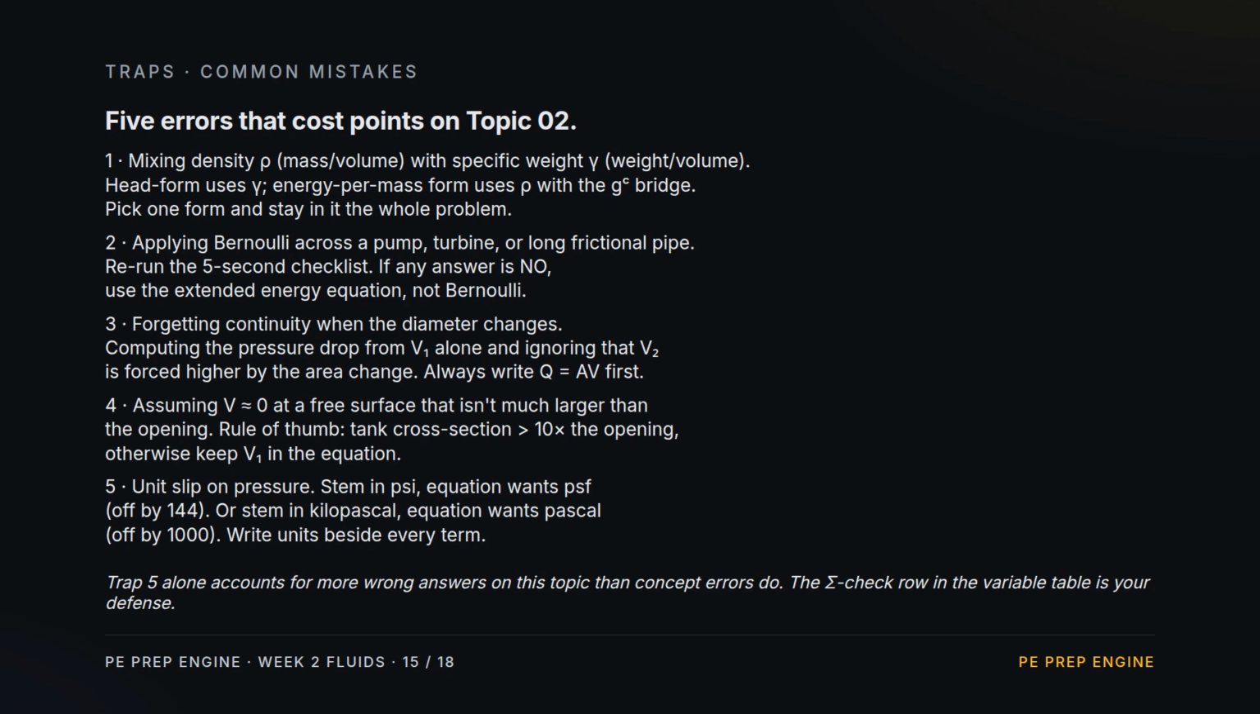3. Forgetting continuity when the diameter changes. Write Q equals AV first. 4. Assuming V is 0 at a free surface barely larger than the opening. Rule of thumb, tank area at least 10 times the opening. 5. A unit slip on pressure, PSI versus PSF. Write units beside every term. The sigma check catches the rest.